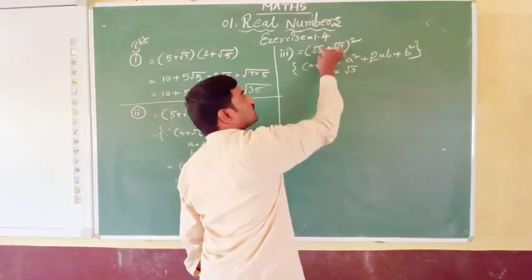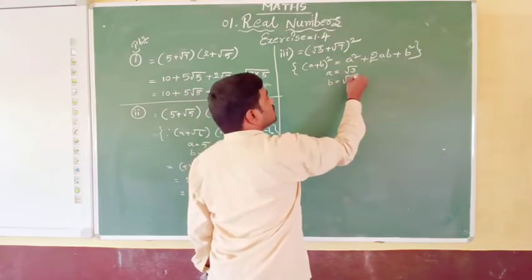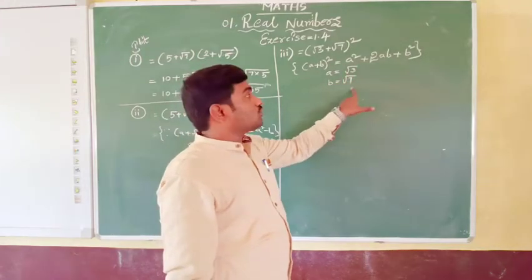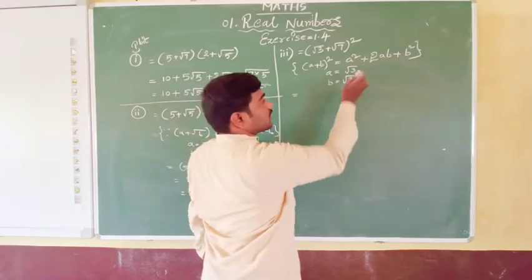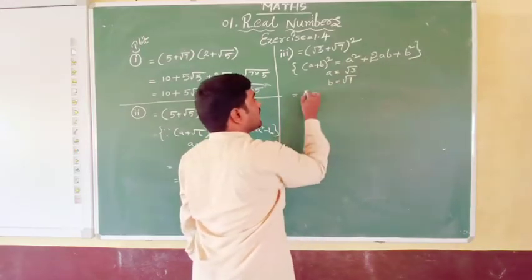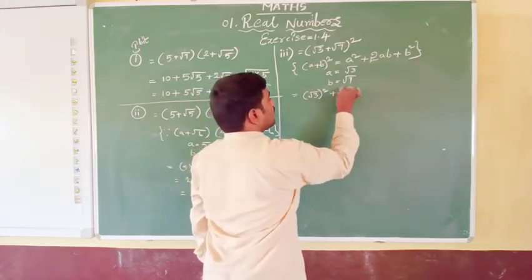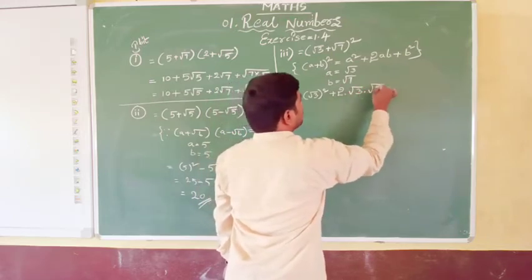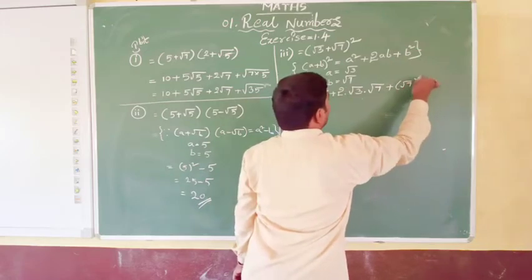So here we have to take a equal to root 3, and b equal to root 7. Let us substitute a value root 3 and b value root 7 in this form. Wherever a is present, you substitute root 3, and wherever b is present, you substitute root 7. Where a square is root 3 whole square, plus 2 into a, that is root 3, into b, that is root 7, plus b square, that is root 7 whole square.